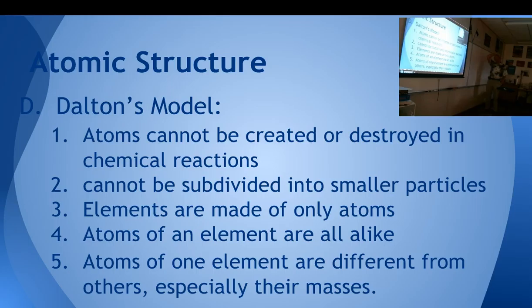He said that atoms of an element are all alike, and that is true. You don't have different sorts of carbon or oxygen or nitrogen atoms. You do have isotopes, and he didn't know about isotopes at this point, so we kind of have to qualify this idea as well. But as far as them all being made up of the same number of protons, that is true. Atoms of one element are different from others, especially in their masses. And so a gold atom is different from a silver atom, different from a copper atom.